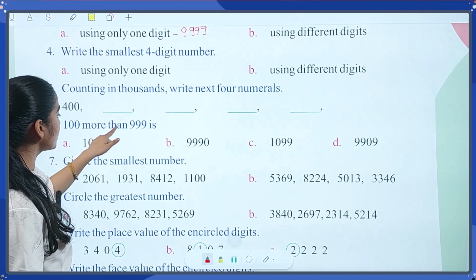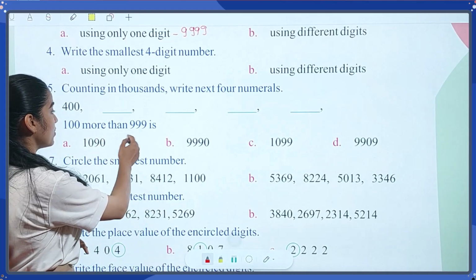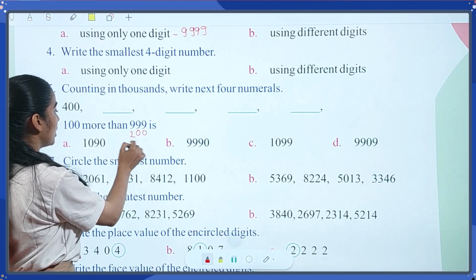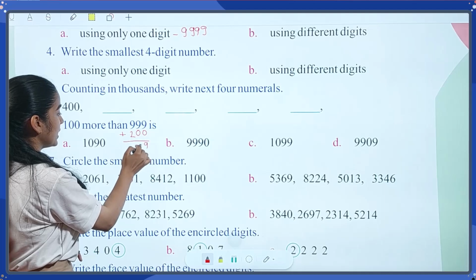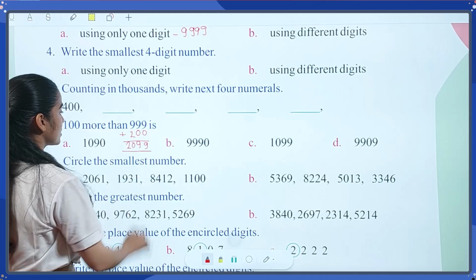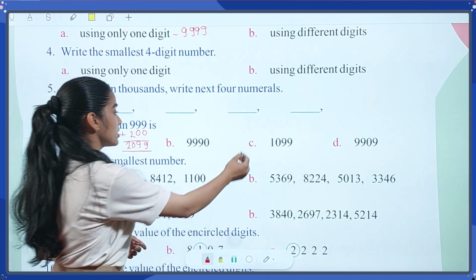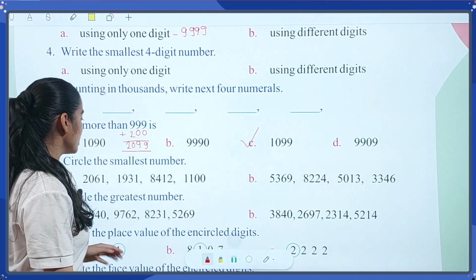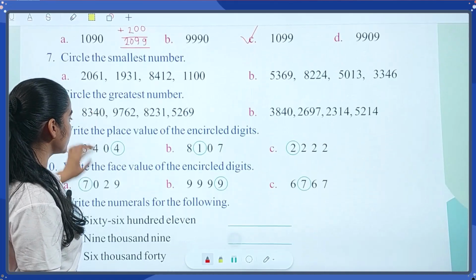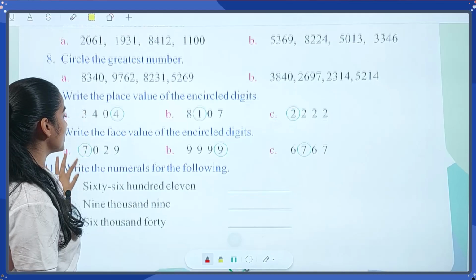Now 100 more than 999 is, so how much will it be? So what you have to do, you just have to add 100. So the answer will be 999 plus 1 hundred is 1,000. So here where you see this number, you just have to select it. Okay, now circle the smallest number. Again we are doing it as above, the greatest, then we have to arrange by the place value.